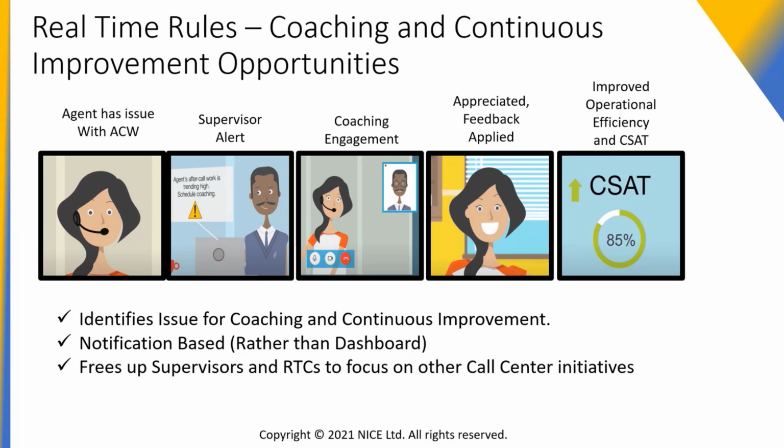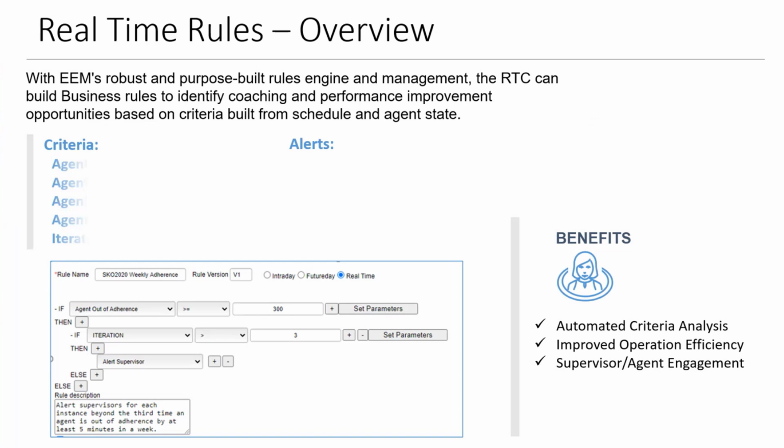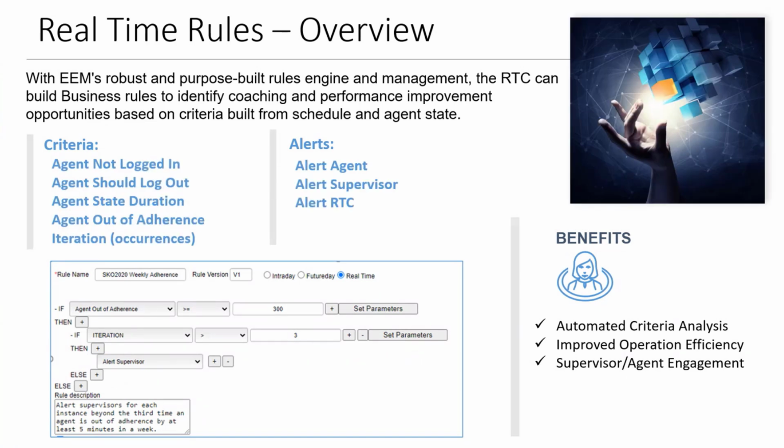It's all about alerting based on these agent states that we have. And then again, instead of having to look at adherence in a lot of cases in the monitors, it frees up the supervisors and the RTC to focus on some other initiatives and then see these alerts come in as needed, respectively. Does that make sense? Any questions on that? Nope. Good.